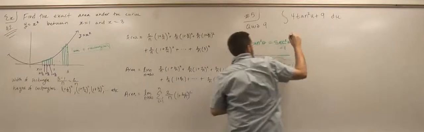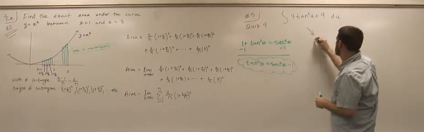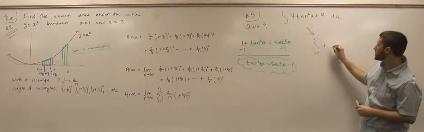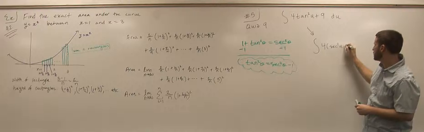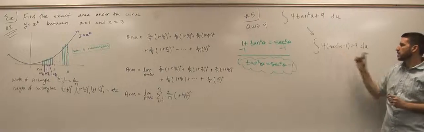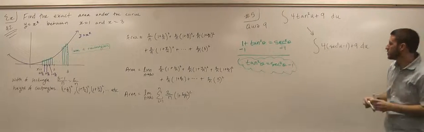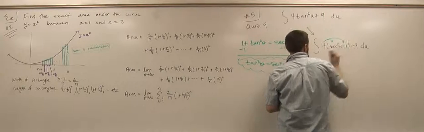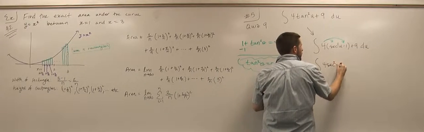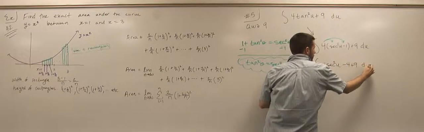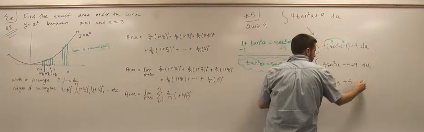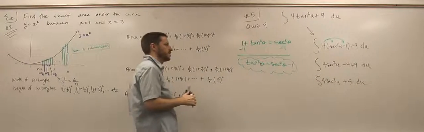So then in this indefinite integral, keep the 4, but then replace the tangent squared with secant squared minus 1. Like this. And then keep the 9. At this point, you have to do a little bit of algebra. Distribute out the 4. So this will be the integral of 4 secant squared u minus 4 plus 9. Collect like terms. And then you can do the integral of each of these.